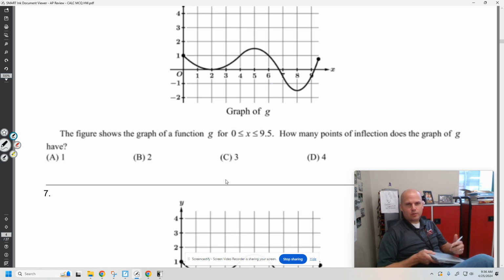How many points of inflection do we have? Well, we can see concave up, concave down, concave up. Points of inflection are when we change concavity. So it looks like right around here and probably right around here. 2 points of inflection.